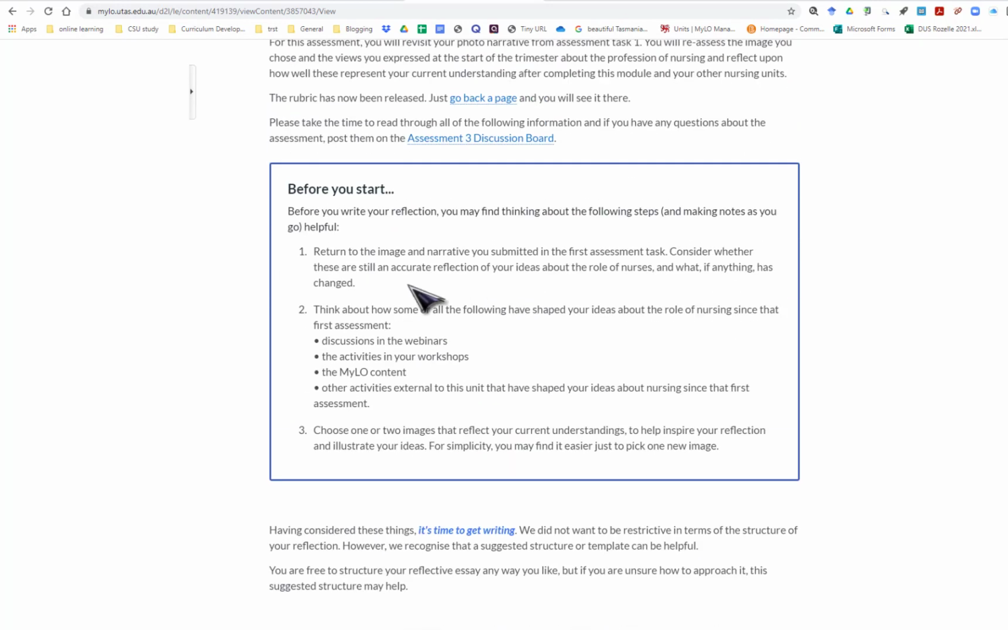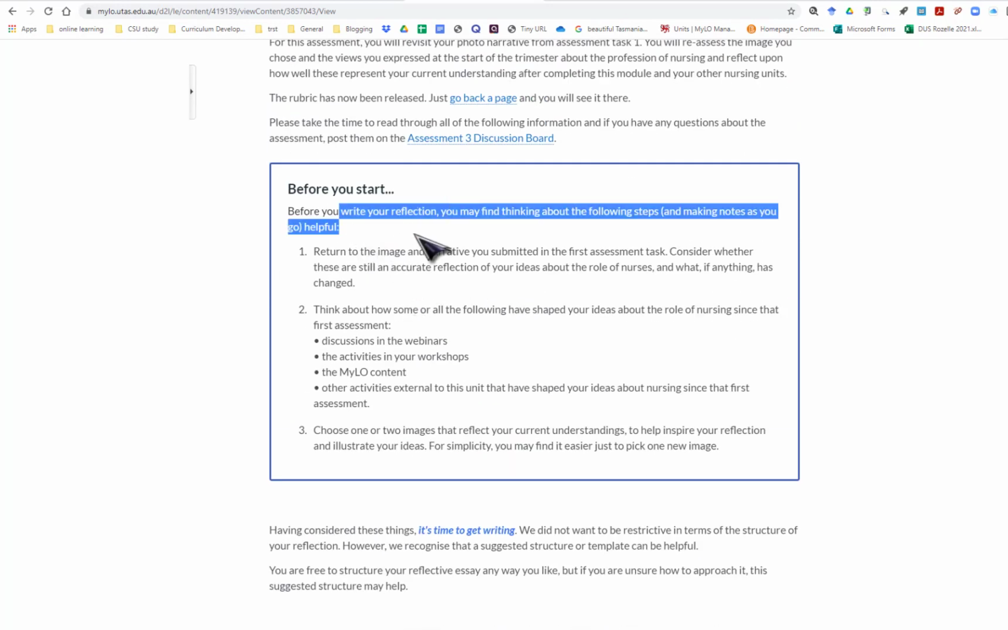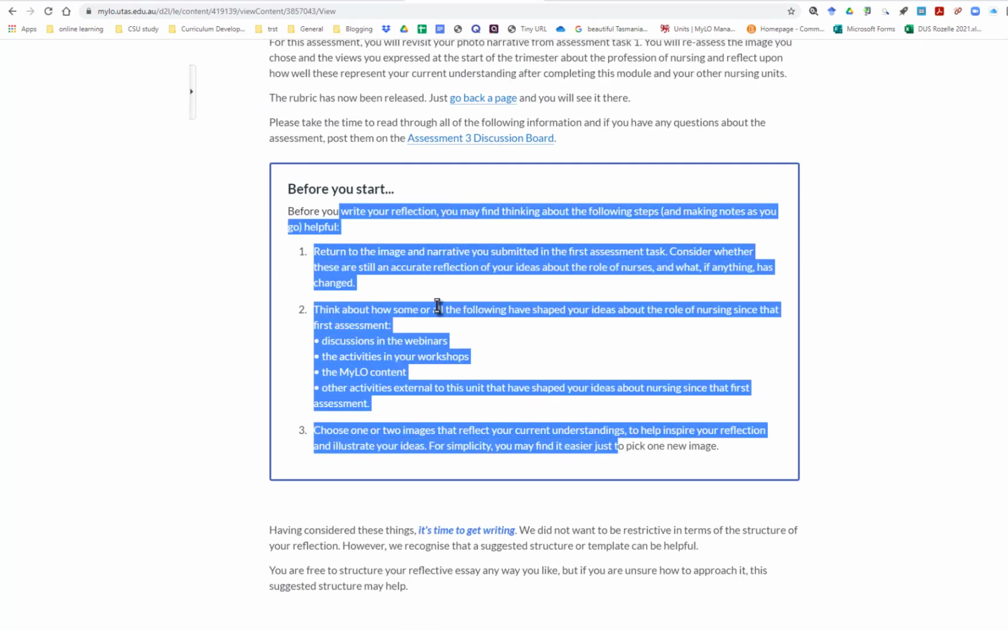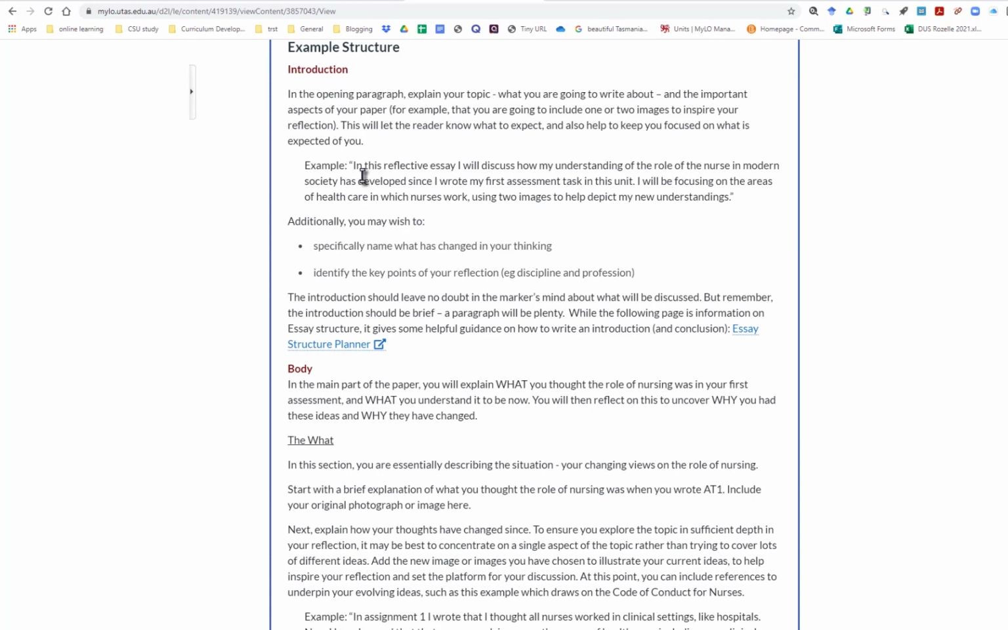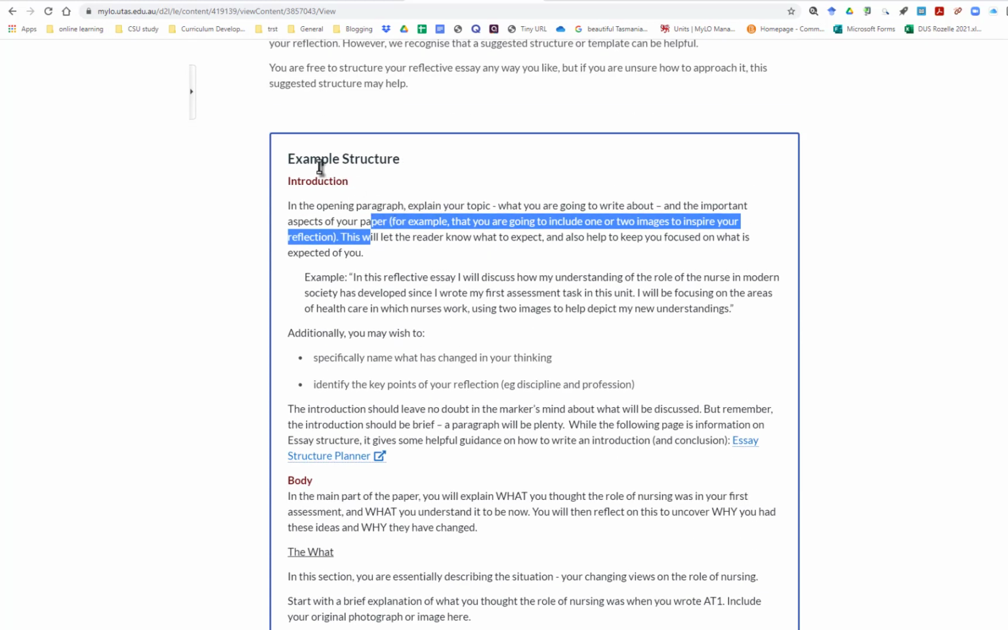So the question that you have to answer is really contained in these 3 points, right? So review these 3 points. This is the job that you have to do. How do I do the job? I maybe introduce it in this way.